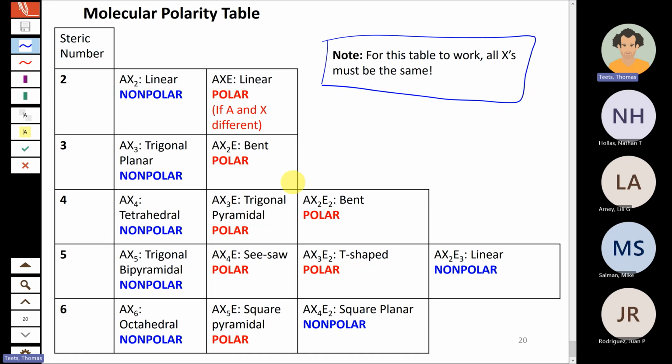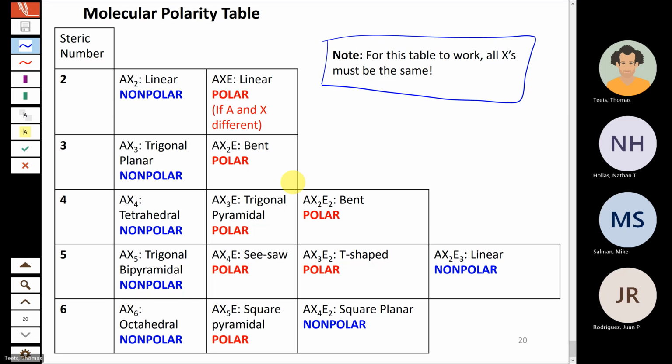I had questions about how we are supposed to, I mean, not memorize, but learn this whole chart. Are we supposed to go through all of these and determine the shape, or just see AX3 and know automatically that it's trigonal planar? I mean, you're welcome to memorize it. That's one way to do it.